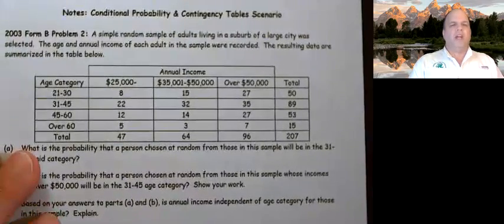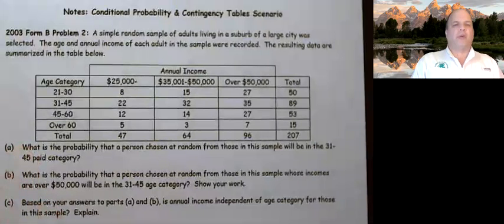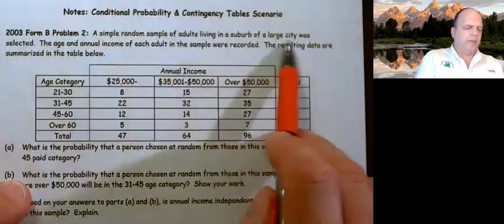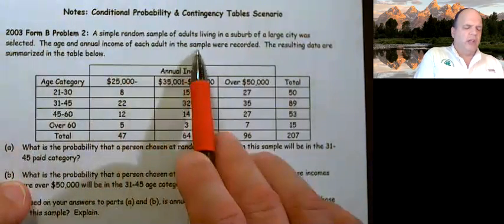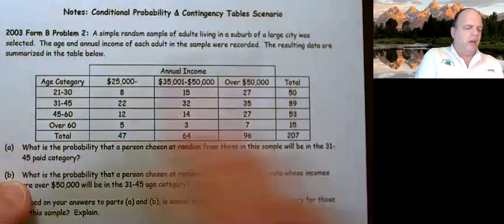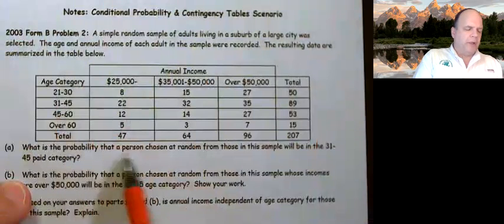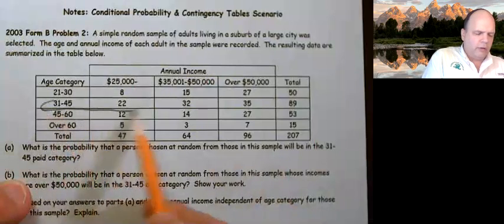Okay, we're on page 84 of the note spiral, and this was an FRQ problem from 2003 on contingency tables and independence. A simple random sample of adults living in a suburb of a large city was selected. The age and annual income of each adult in the sample were recorded. The resulting data are summarized in the table below. What is the probability that a person chosen at random from the sample will be in a 31 to 45 age category? So 31 to 45.